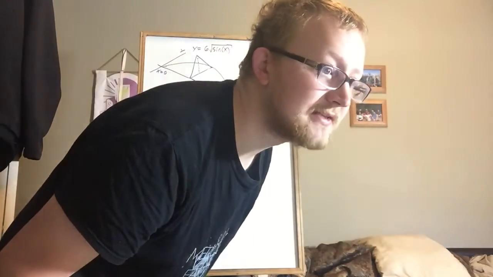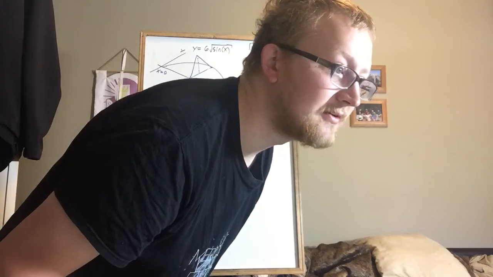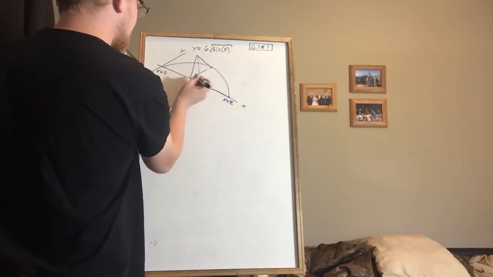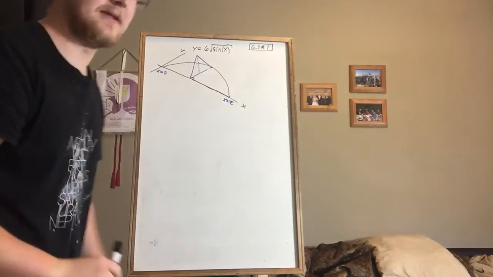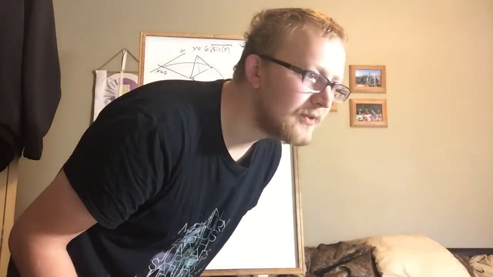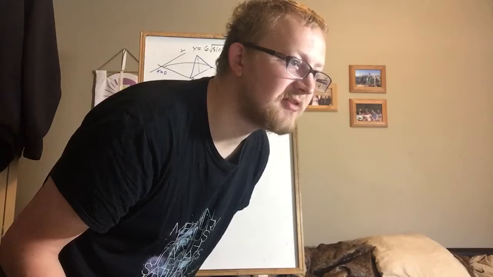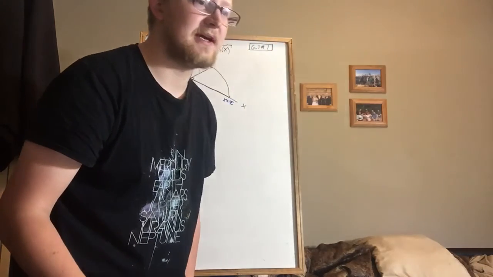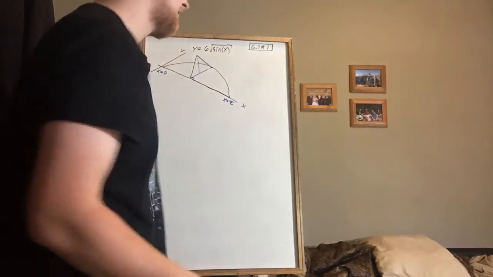And the problem states that the cross sections are perpendicular to the x-axis. So the cross sections are perpendicular to the x-axis. And it wants us to find the volume if the cross sections are equilateral triangles with bases running from the x-axis to the curve, as shown in the figure.